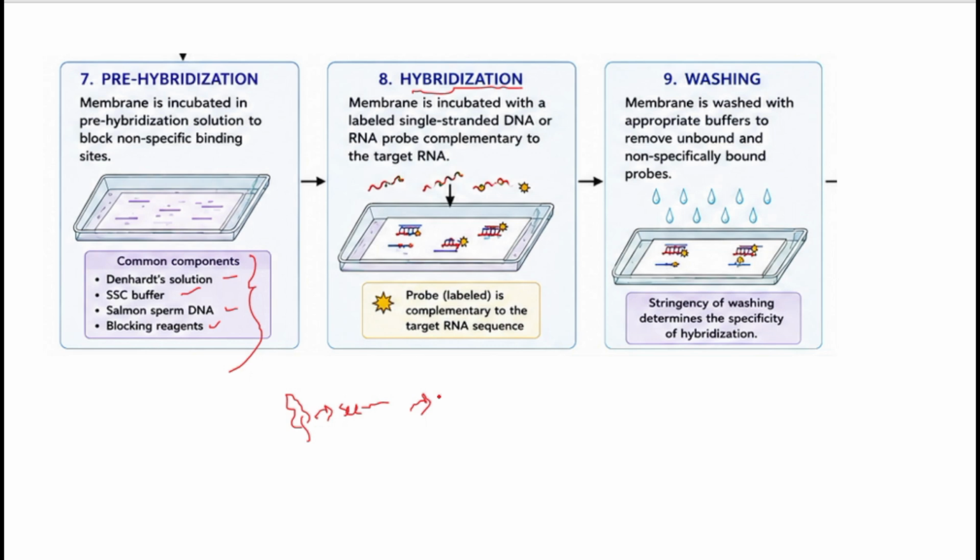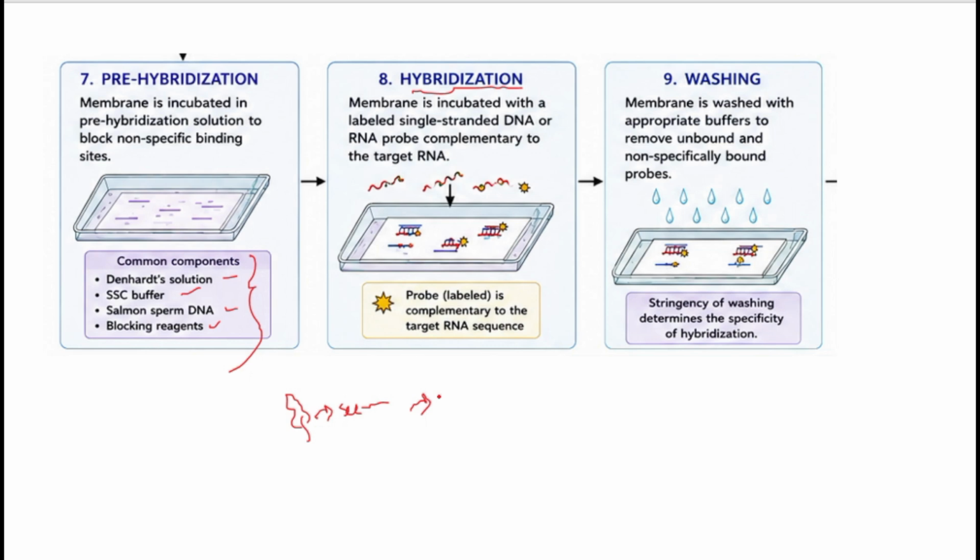In this case, we have to design a probe according to the gene which we are targeting, or according to the RNA which we are targeting. The probe is complementary to the RNA sequence. Okay, and this probe needs to be radio labeled. It can be any radio labeling, or it can be fluorescently labeled. If there is a complementary sequence present in the membrane, then this probe will hybridize with the help of hydrogen bonds.